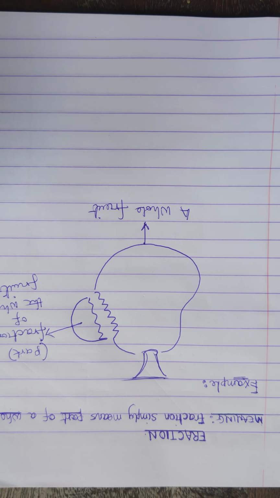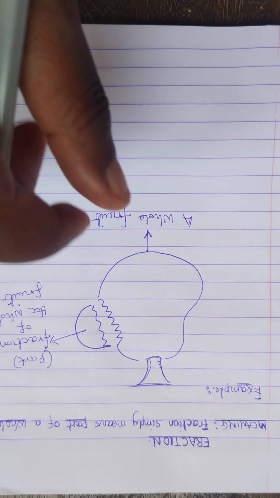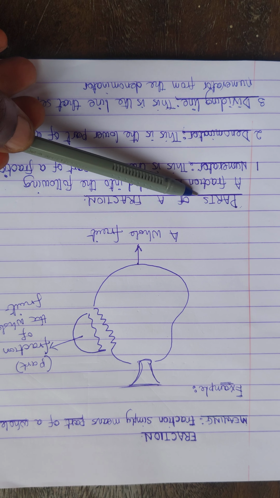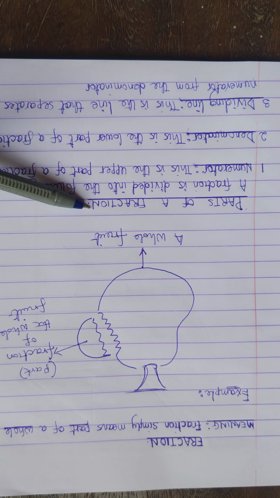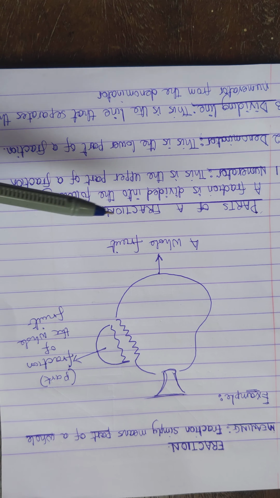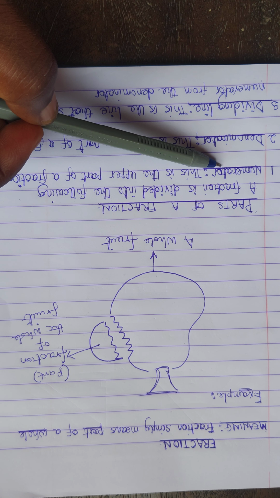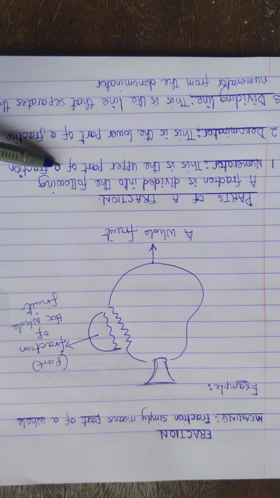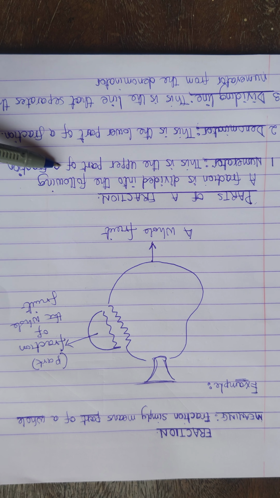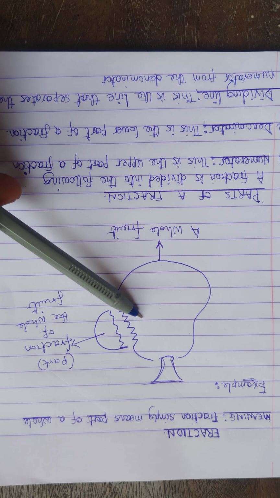Okay? So we shall now see the parts of a fraction. So we'll now go to parts of a fraction. So a fraction is divided into the following. The first part is the numerator, and so this is the upper part of a fraction. So this part of the fraction tells us how many have been taken out of a whole.